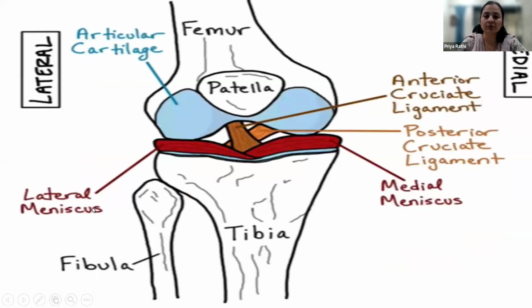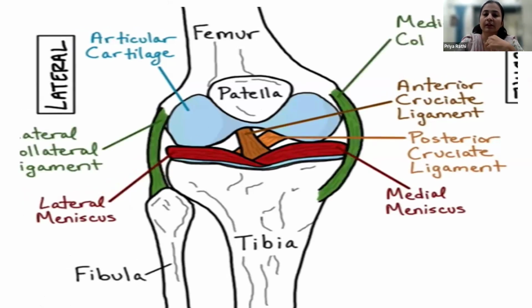Now, coming to the cruciate ligaments, the anterior and posterior cruciate ligaments. The anterior cruciate ligament originates from the intercondylar area, and it is attached to the lateral femoral condyle. The posterior cruciate ligament goes from intercondylar area to medial femoral condyle. It gives stability in anterior and posterior direction. Now, there are lateral collateral and medial collateral ligaments. These ligaments give stability in varus and valgus stresses.